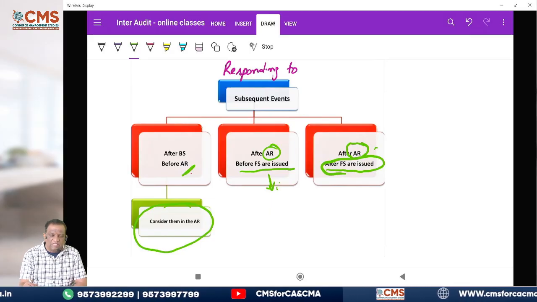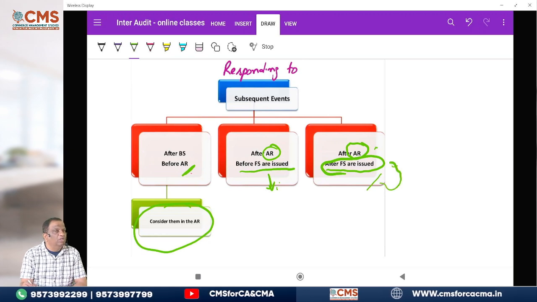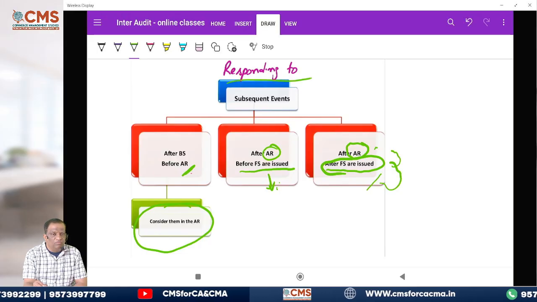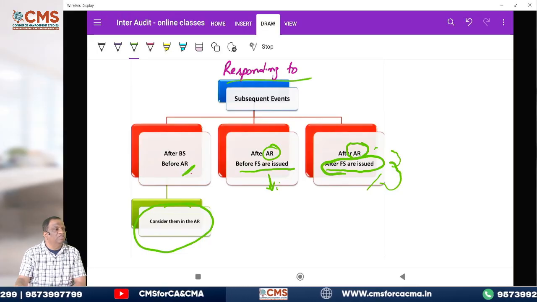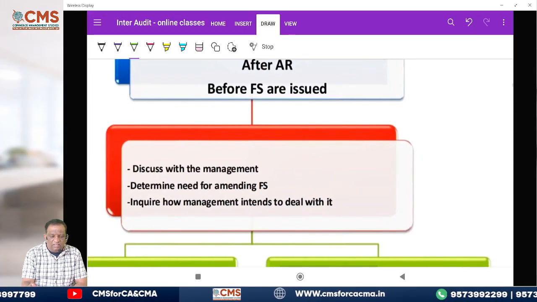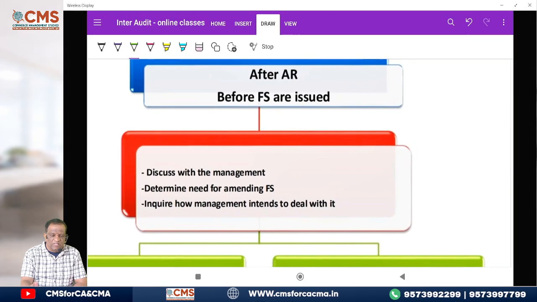But now you realize something went wrong. Then how many people will you inform? How will you go? Responding to the subsequent events would depend on when that subsequent event is happening. So the first one is far easier, and the complicated ones are the second and third. So let's start with the second one.